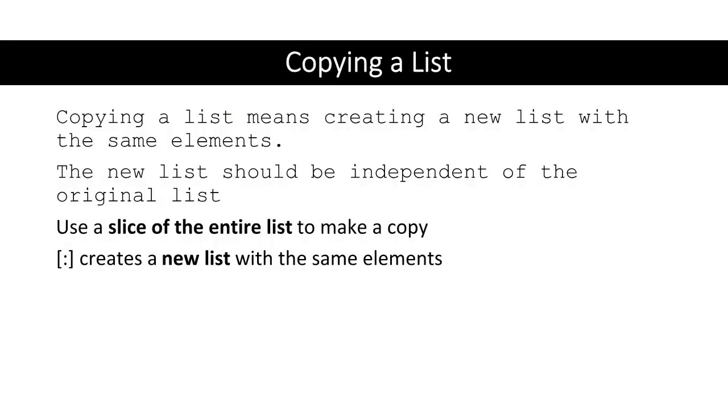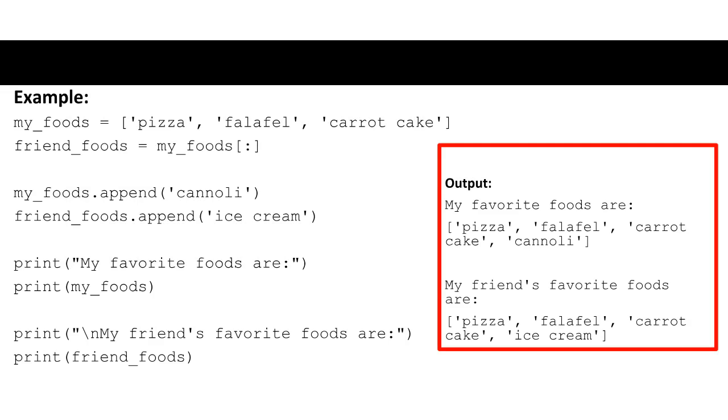To copy a list, we use slicing with a colon. This creates a new independent list, ensuring changes do not affect the original. In this example, copying a list allows two separate lists to exist independently. Changes in one list do not affect the other. Here, friend_foods equals my_foods[:]. This creates a copy. So when cannoli is added to my_foods and ice cream is added to friend_foods, both lists are different and independent.